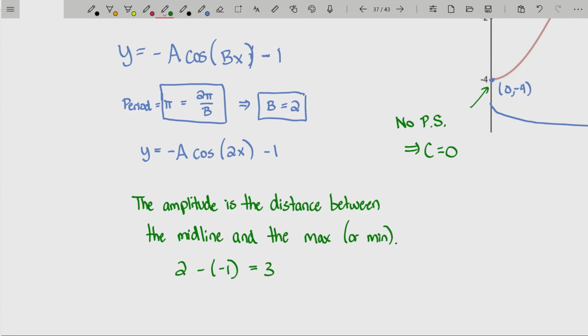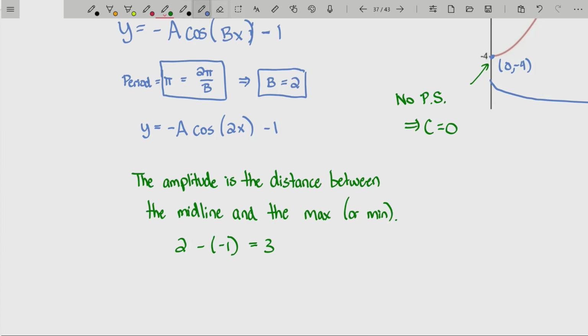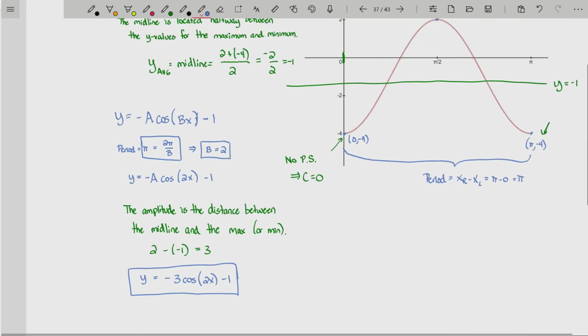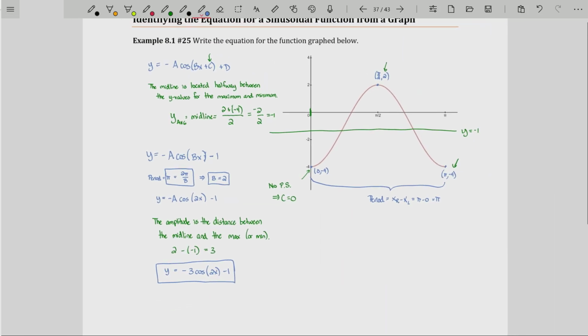We get 3. So our final function is y equals negative, because it's upside down, 3 cosine of 2x minus 1. Now, to be honest with you, a lot of people want some algorithm for doing this. I didn't really present this algorithmically. I just went through and said, because of this and because of that, you do this. I didn't give you a step by step, and a lot of people prefer step by steps.